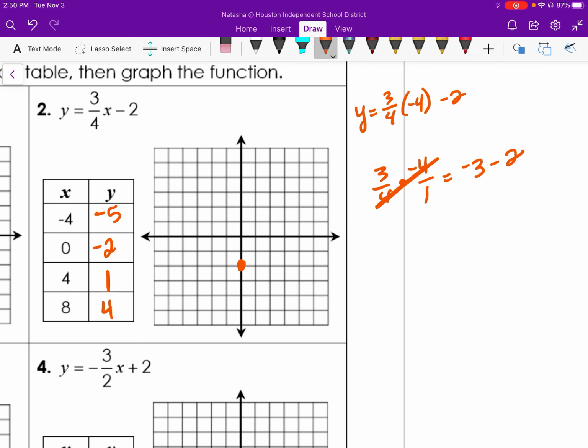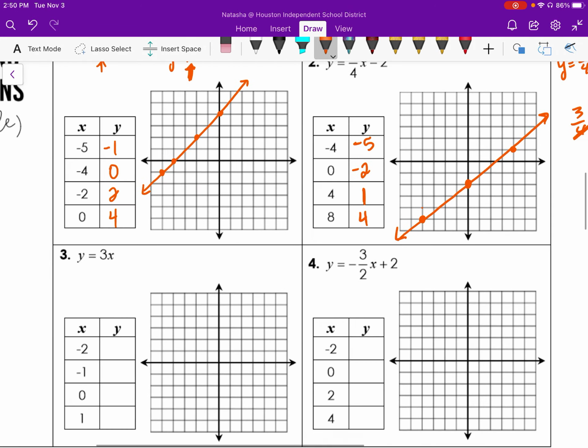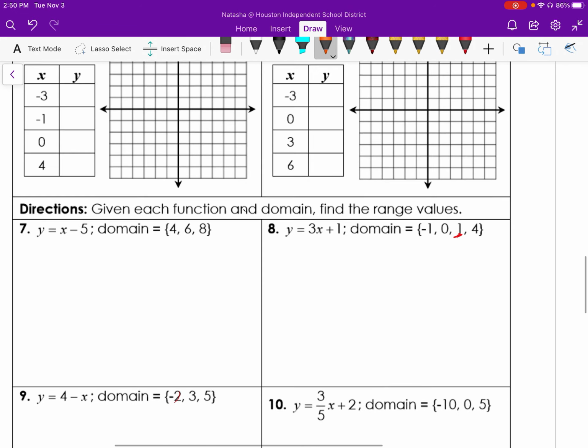Okay, so I'm going to plot my points. So we've got negative 4, then negative 5. Then we have 4, 1. And then 8, 4 is off the window that we have for the graph. We don't really need it. Honestly, in order to graph, you only need 2 points. So I'm going to go ahead and draw my line. And that's all we're doing for the remainder of the questions.